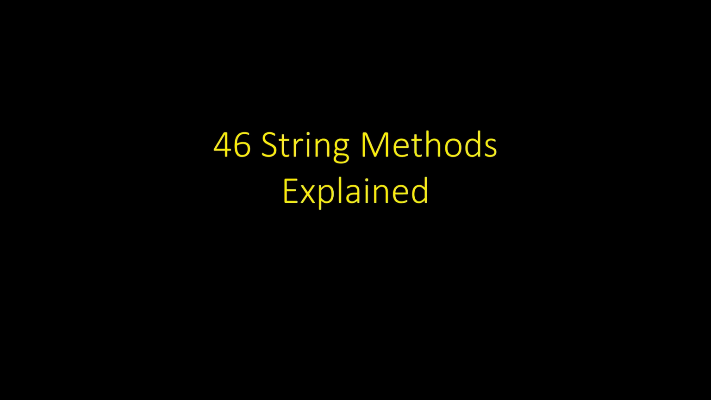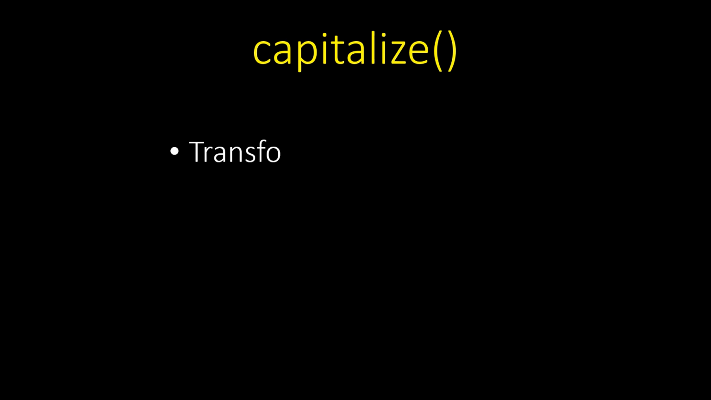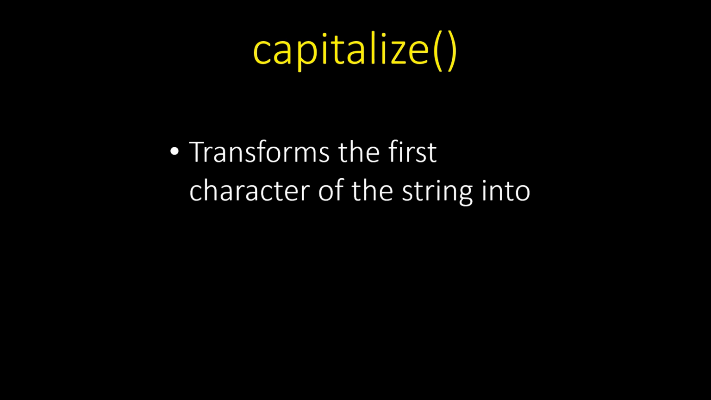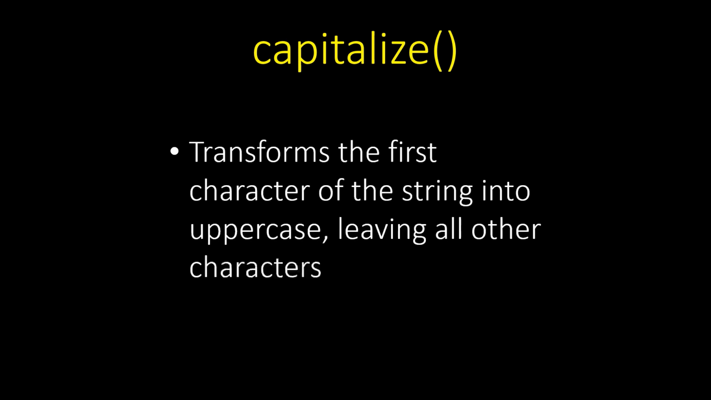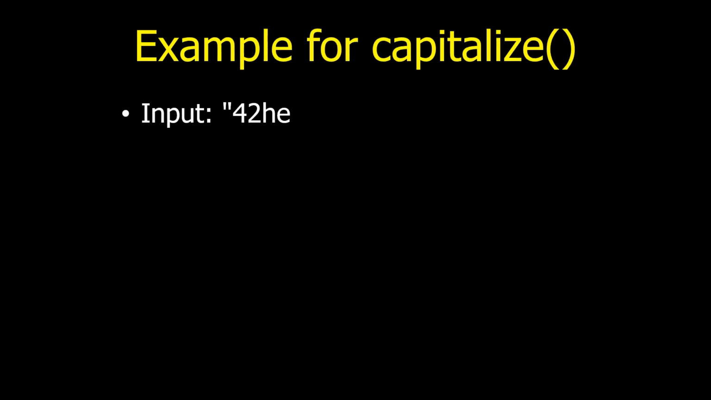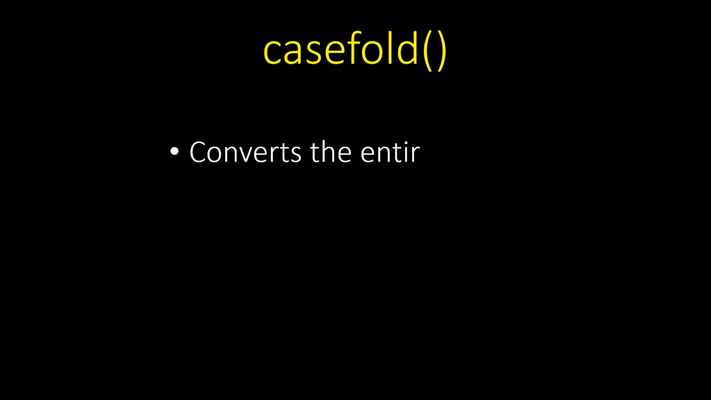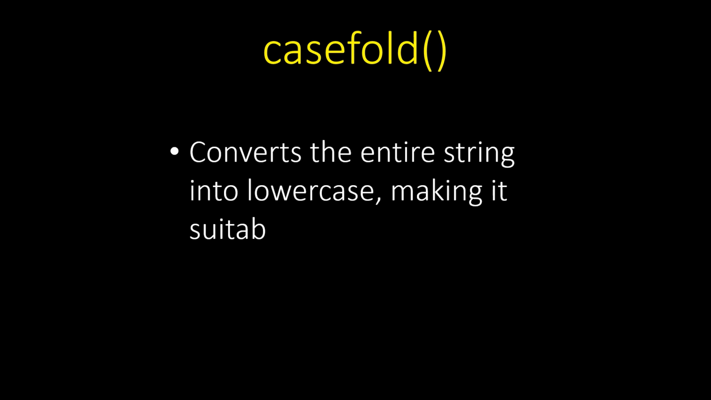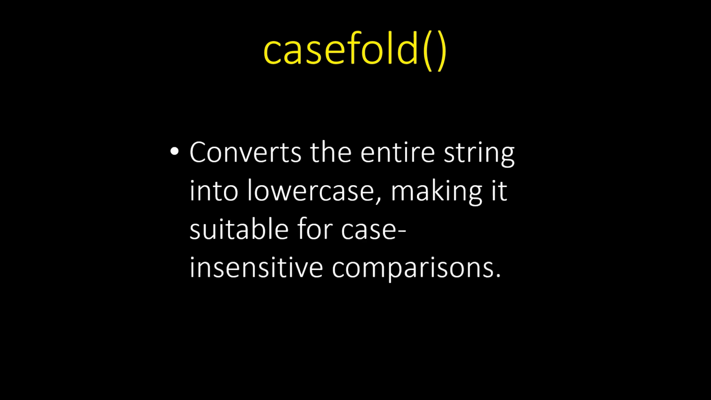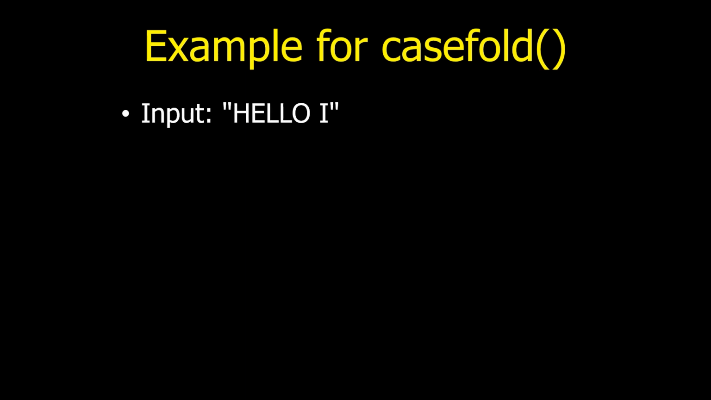Strings are essential and versatile in Python, enriched with a suite of built-in methods. Let's jump into our first set of techniques and understand their inputs and outputs. First up, the capitalize method. Given the input "42 hello", the output remains "42 hello", since only the initial letter of a word is capitalized, and numbers aren't affected. With casefold, the string "Hello I" transforms to the lowercase output "hello i".